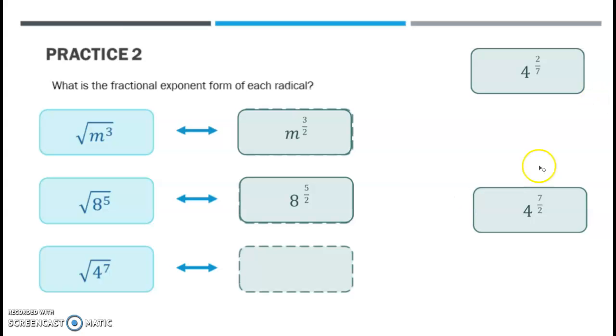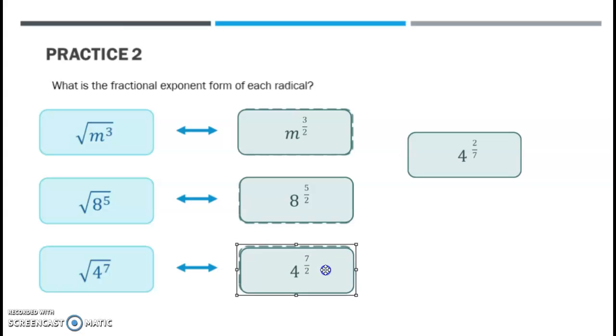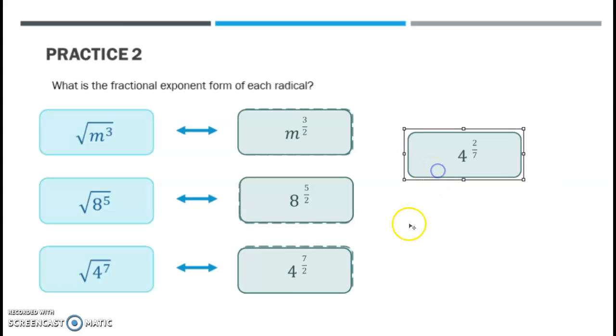Last, we have our two examples with 4 as the base. And which one of those is going to be the correct version of the square root of 4 to the 7th power? Well, that's going to be the second option because the 2, again, is in the denominator there. And those are the examples that we're going to go over today with rational and fractional exponents being rewritten as radicals.